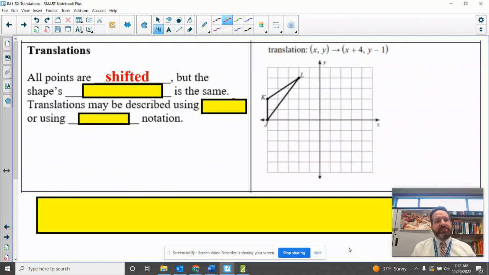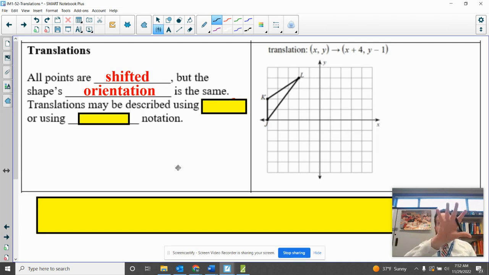The first of our rigid transformations is a translation, a very fancy way of saying you're going to take a shape or a set of points and move it, either left or right, up or down, maybe a mix of both. What's important in a translation is that all the points are shifted, but the shape's orientation doesn't change. There's no spinning, there's no nothing like that. We're just taking everything and moving it over.